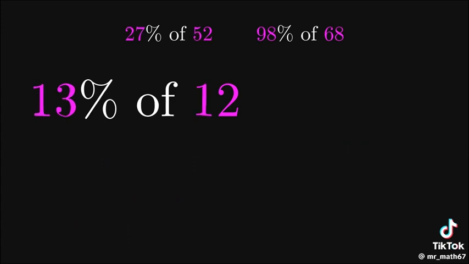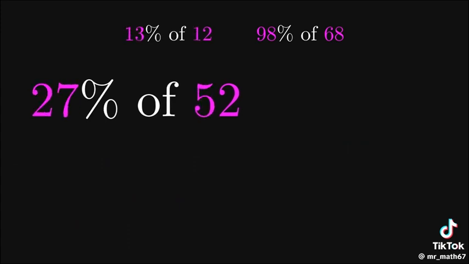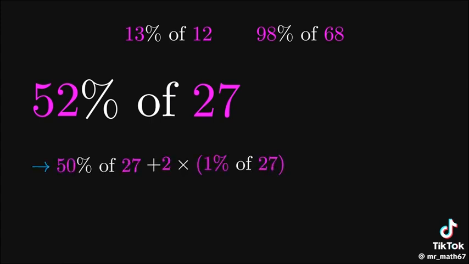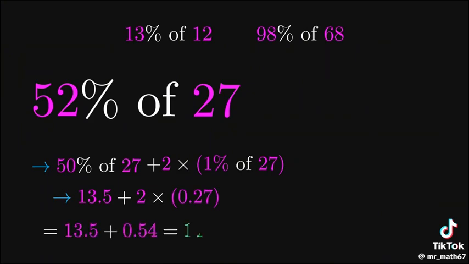Next one is 27% of 52. First you can flip because it seems a bit easier to break. 52% of 27. And then you can calculate 50% plus 2 times 1%. 50% of 27 is 13.5. 1% of 27 is 0.27. So 13.5 plus 2 times 0.27 equals 13.5 plus 0.54. So the answer is 14.04.